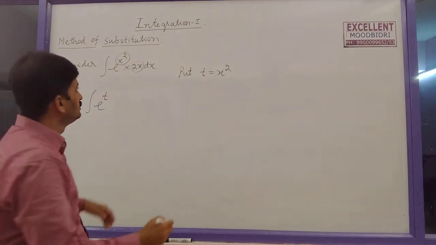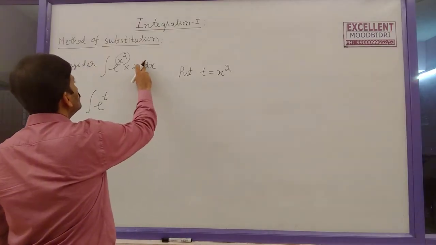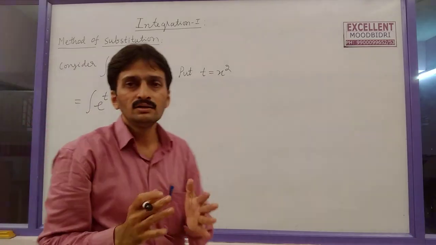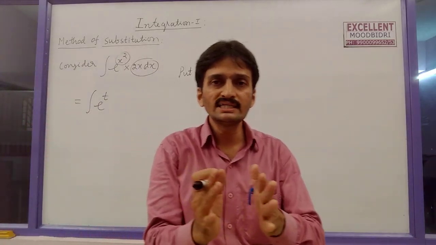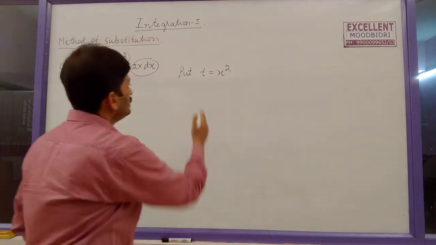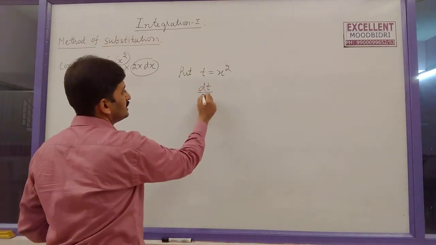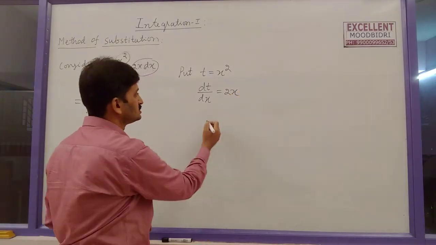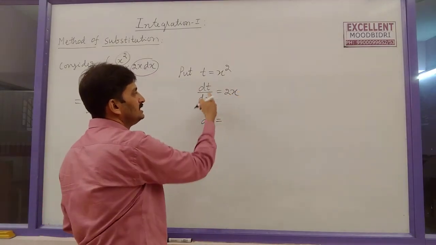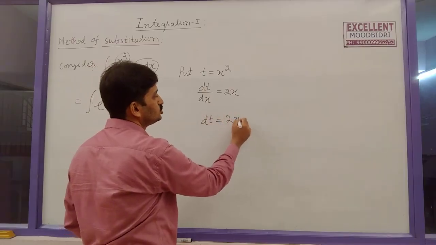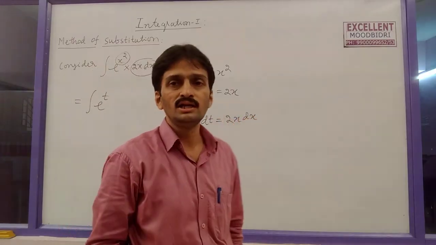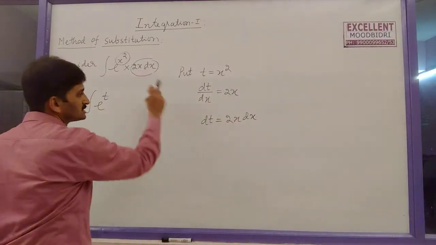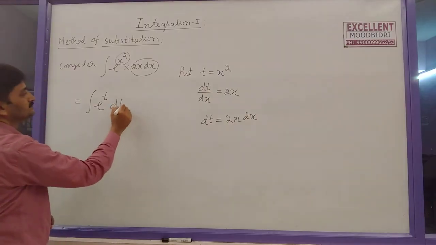So e power t. Now what you have to do? What is remaining? 2x dx is remaining. You have to find out what 2x dx exactly fits into. Differentiating with respect to x, dt by dx equal to 2x. Now use the language of differentials. When dt by dx equals 2x, dt can be written as 2x into dx. This is called the language of differentials. We agree to cross multiply. So 2x dx exactly fits into dt.